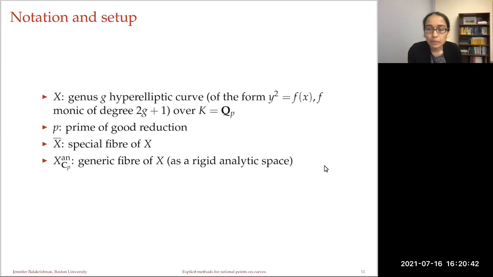So just to fix some notation and set up for what comes next, X will be a genus g hyperelliptic curve of the form y squared equals f of x, where f is monic of odd degree over Qp for simplicity. p will be a prime of good reduction, X bar its special fiber, and X_{Q_p}^{an}, its generic fiber, is a rigid analytic space.